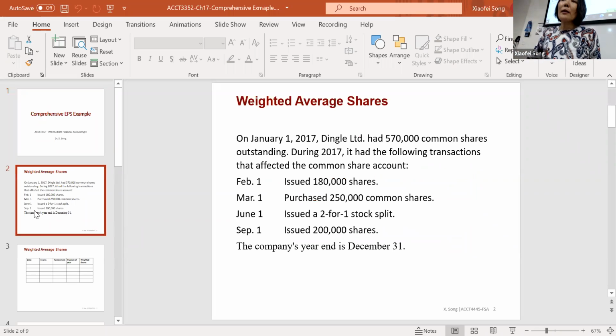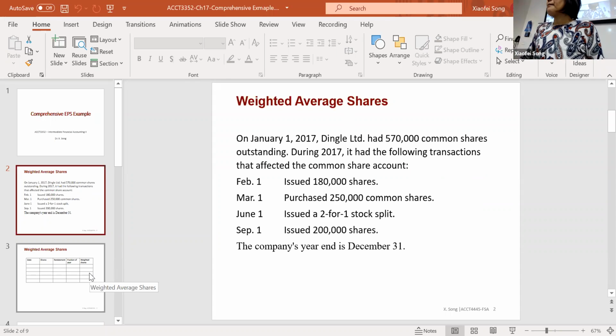So the first part of this is about the denominator. We need to compute the weighted average shares outstanding. This company has a new issuance during the period, has purchased its own common shares, and has a stock split. So all three situations, right?